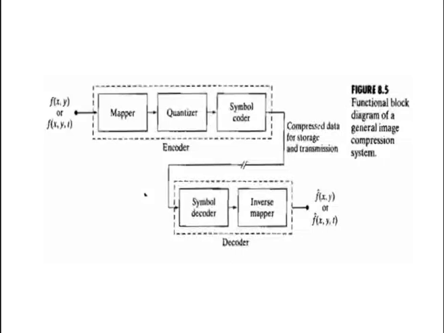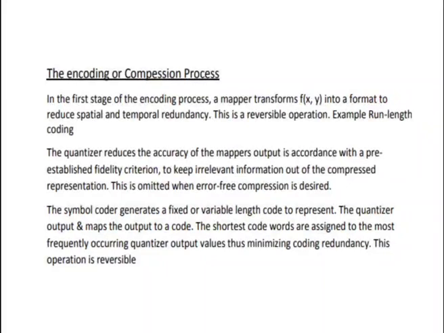The quantizer reduces the accuracy of the mapper's output in accordance with a pre-established fidelity criterion. The goal is to keep irrelevant information out of the compressed representation. This operation must be omitted when error-free compression is desired. In video applications, the bit rate of the encoded output is often measured in bits per second and used to adjust the operation of the quantizer so that a predefined average output rate is maintained. Thus, the visual quality of the output can vary from frame to frame as a function of image content.